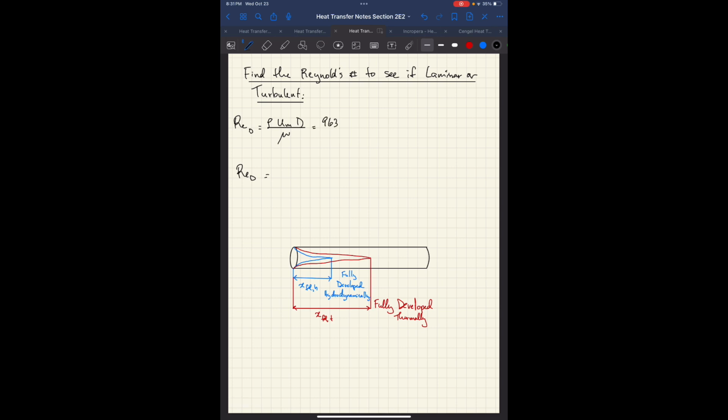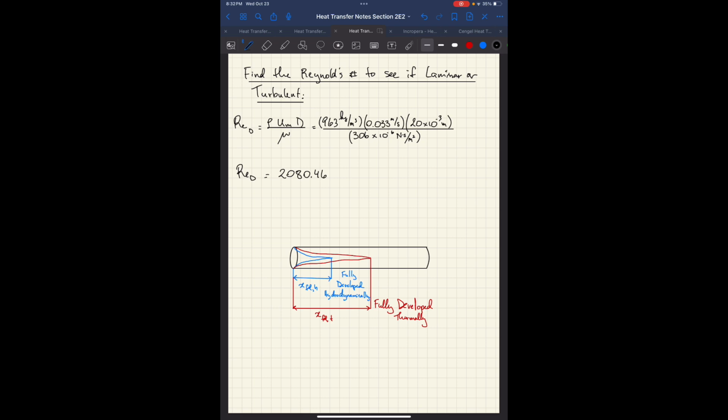Let's plug the numbers in and see. Mean velocity is 0.033 meters per second. We just did it. The diameter was 20 millimeters. And the dynamic viscosity, 306 times 10 to the minus 6 newton second per meter squared. So you're going to get that your Reynolds number is 2080.46.